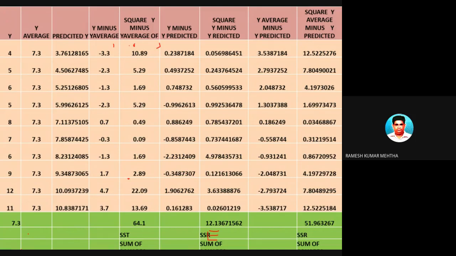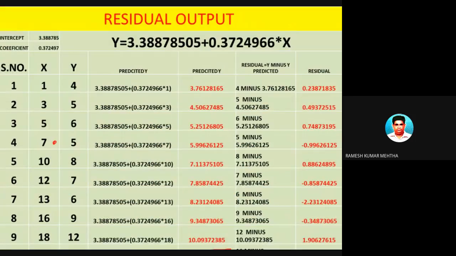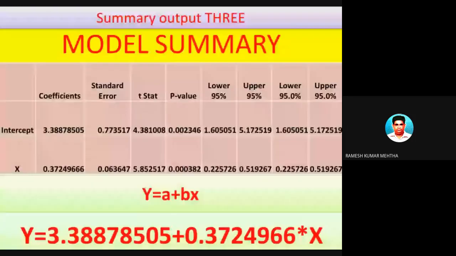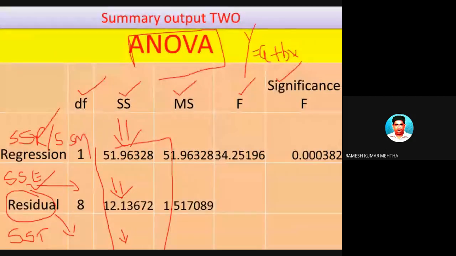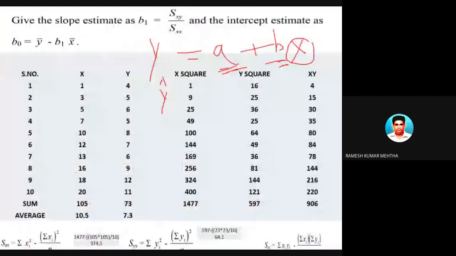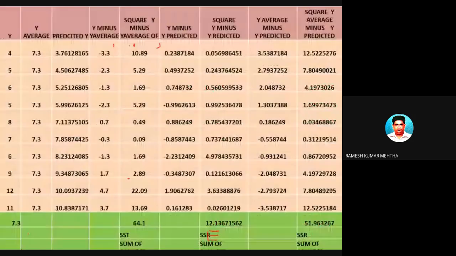If you remember, 64.1, where did you see it? You saw it here in the Anova table. Now you have the answer for how to calculate SST, the sum of squares total, and I showed you how you got this 64.1. So the first part of our Anova table, the sum of squares total, we have found.